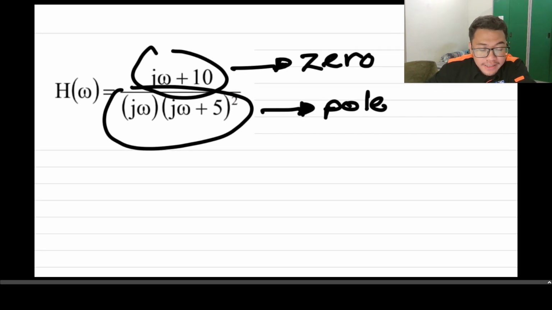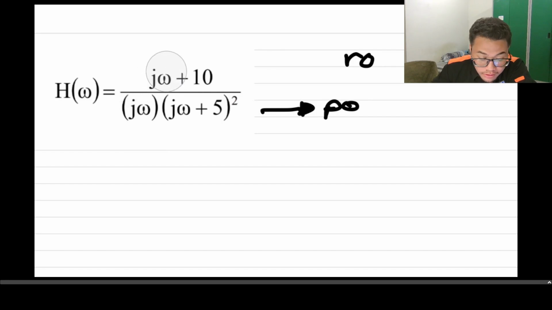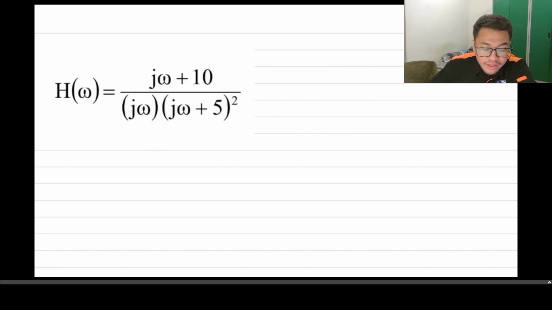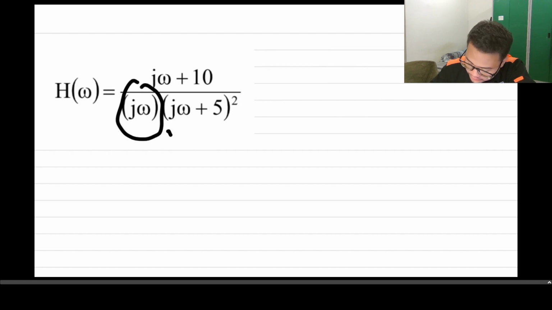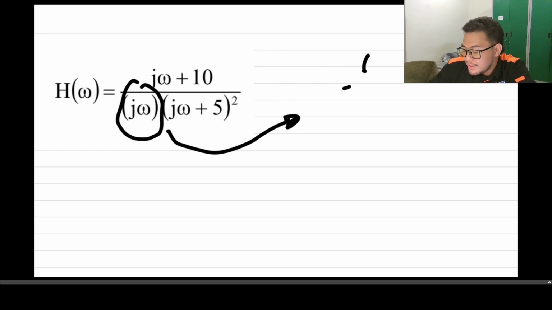Step 3, identify the j omega, whether the j omega is a zero at the origin or a pole at the origin. As I mentioned about numerator and denominator, j omega is in the denominator. So the j omega we write in this way. Alright, got it?